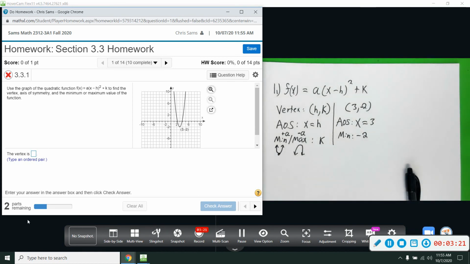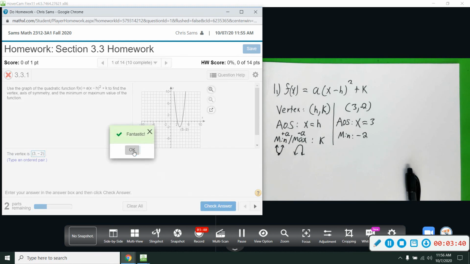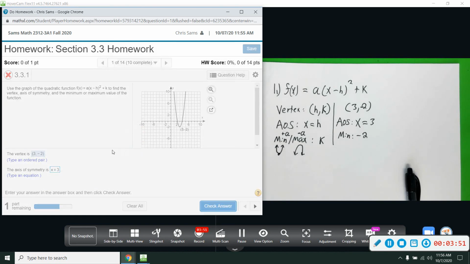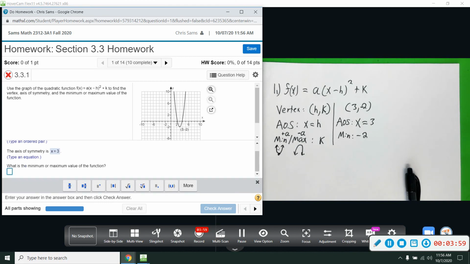All right, so I'm going to input this information here. Vertex is 3, -2. I wasn't typing those numbers. All right, so there's our vertex. Now axis of symmetry, x equals 3. And then what is the minimum? The minimum is this y value of -2.